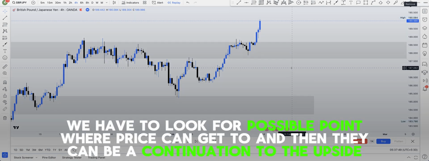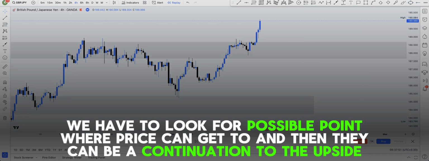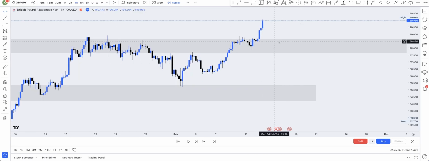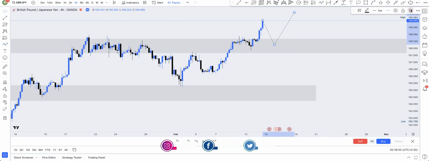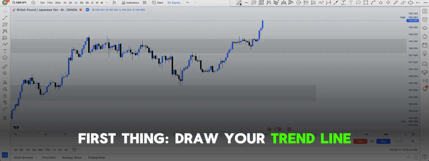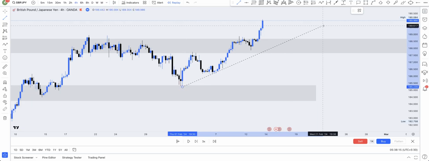So we have to look for possible points where price can get to, and then there can be a continuation to the upside. When you look at this point of value, this is a point of value on the daily time frame. So it's possible that price will get there, and then there will be a continuation to the upside. So we have to look for points where price can possibly get to. The first thing over here is the trend line. So we just draw a trend line from this point to this point.